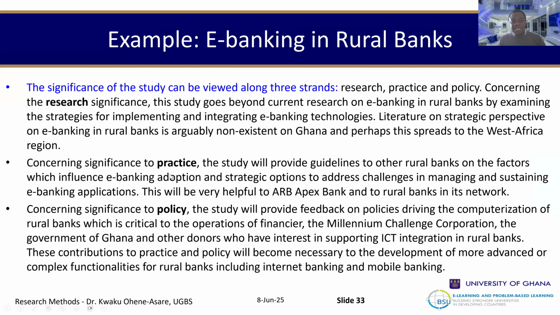Let's look at a couple of examples. The significance of the study can be viewed along 3 lines: research, practice, and policies. But sometimes some of these ones might not be too excellent, but it's just to let you know what others are doing. Concerning the research significance, this study goes beyond current research on e-banking in rural banks by examining the strategies of implementing and integrating e-banking technology. Literature on the strategic perspective on e-banking in rural banks is arguably non-existent on Ghana, and perhaps this spreads to West Africa.